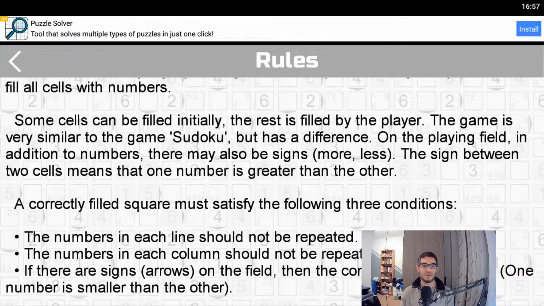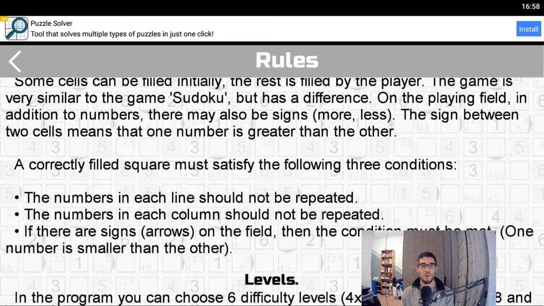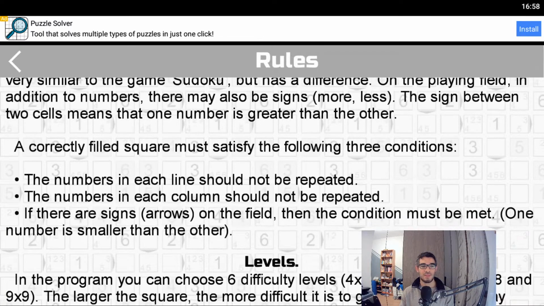Now, the main difference is that rather than having the squares like Sudoku, where the numbers cannot be repeated within a square, in this game you have these arrows, which allow you to see the order of the numbers. That means a number on top is going to be higher than the number on the bottom, and that is always the case. It's a math rule. The signs here are more or less, and the sign between two cells means that one number is greater than the other.